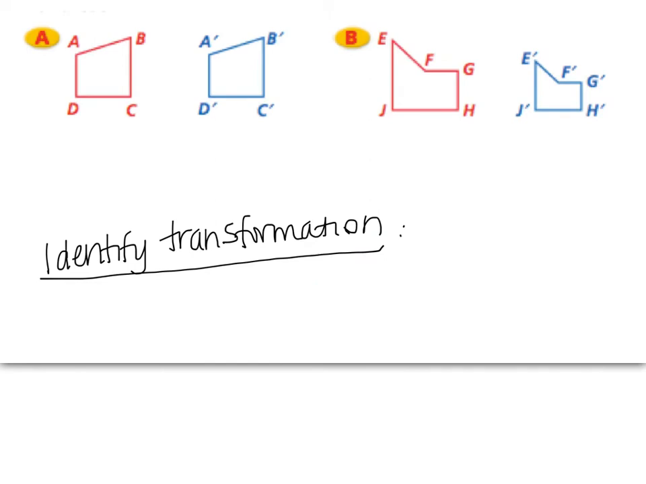Alright, let's see if we can identify some of these transformations. So let's start with A. If we look here, the red one is going to be our original, and our blue one is after the transformation. So if we look at this first one, this one is just going to be a slide, so they just moved that figure over. So this is called a translation.